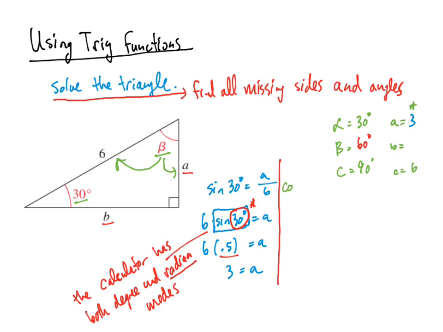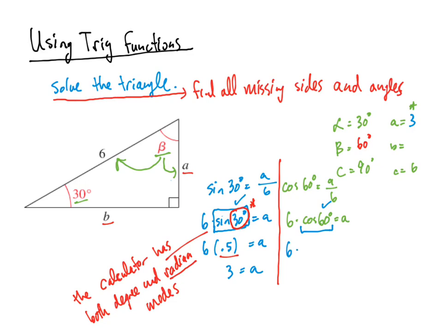So cosine beta is 60 degrees. The adjacent side is A. The hypotenuse is 6. So multiply both sides by 6. I get 6 times cosine of 60 degrees is equal to A. All right, so you could punch this in your calculator. Cosine of 60 degrees, you would get 0.5. Similarly, 30 over here and 60 over here are cofunctions of each other. So sine of 30 and cosine of 60 are going to equal the exact same thing.